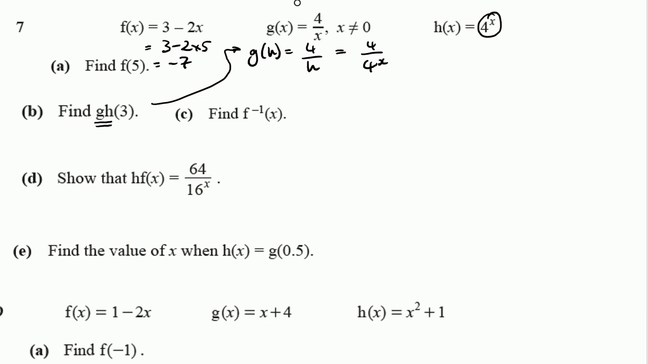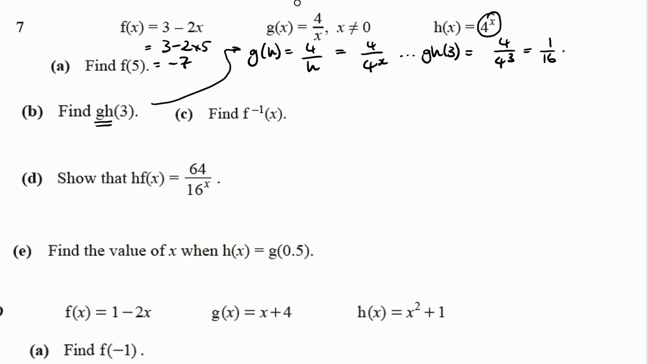To find g h of 3, I have to substitute 3 for the x. So 4 over 4 cubed. This is going to come out as 1 over 16. You could write that as a decimal if you want, but the fraction is just fine.